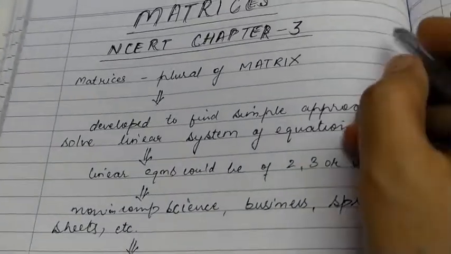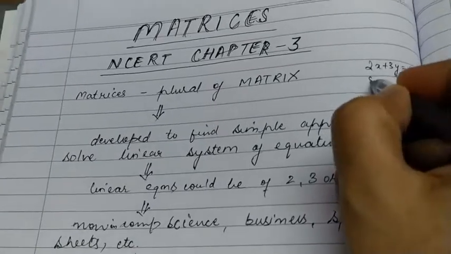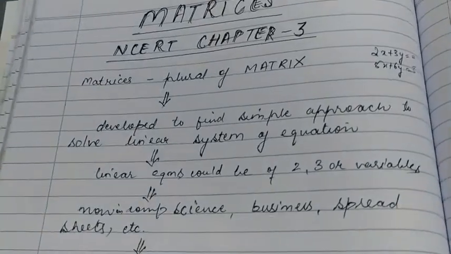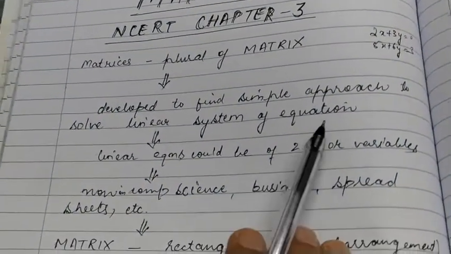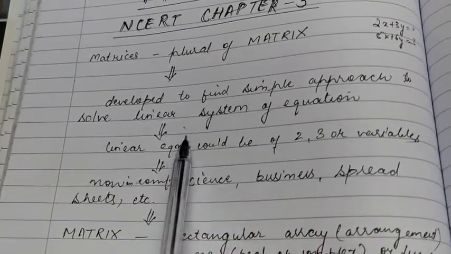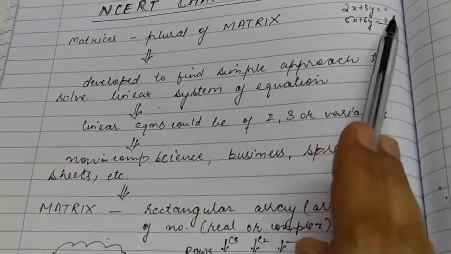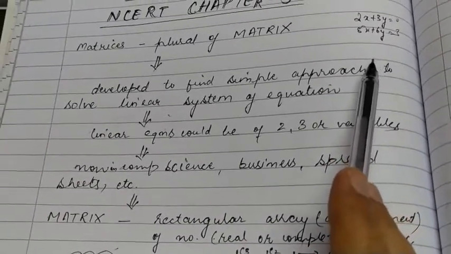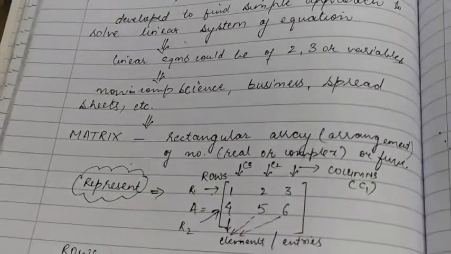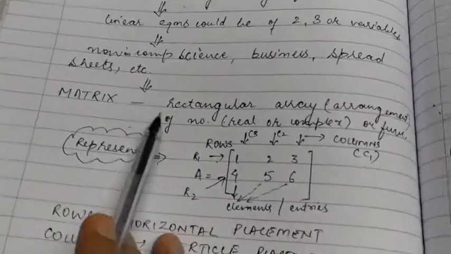Means when you have done equations like 2x plus 3y equal to 0 or 5x plus 6y equals 3, such type of equations that you have done, there is a simple approach to solve this linear system of equations, and that is matrices. Now linear equations are not required to be of two variables only. We can have three or more variables also, right? These days matrices are used in computer science, in business, in spreadsheets, and so on.